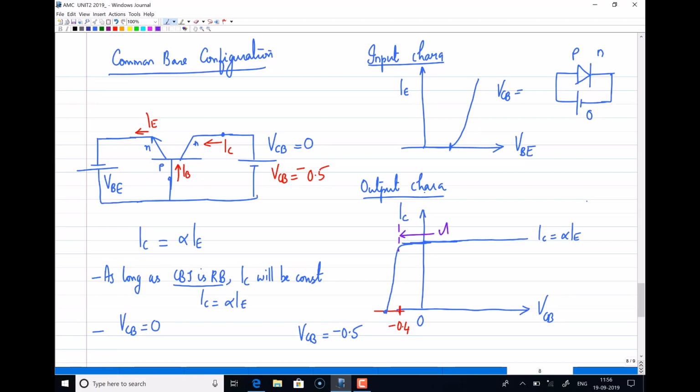So you can actually mark till this point, till the junction turns forward bias, the region is active. That is why we generally mark the output characteristic of a common base in this way, and beyond this the device is in saturation, right? So beyond this is saturation, and till that point it is the active region. So this is actually the output characteristic of a common base configuration.